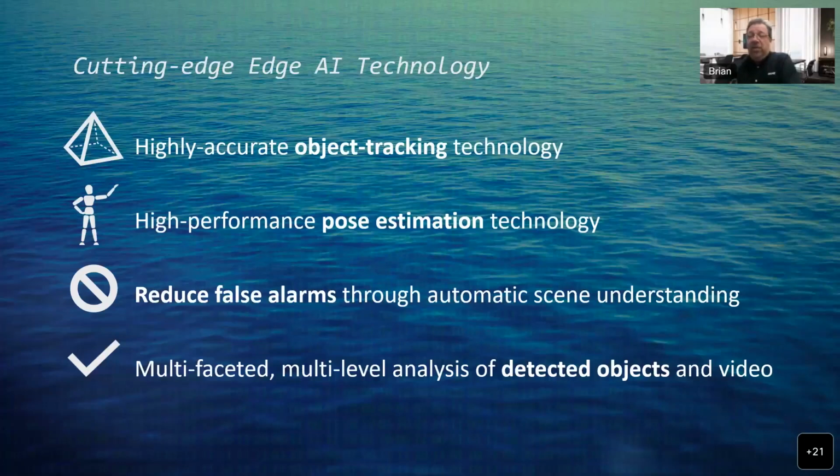We have a continued reduction of false alarms, and because of the multifaceted functionality of using pose estimation and AI together, it can provide a multi-level analysis of the scene and again help reduce false alarms while improving the accuracy of the alarms of interest.